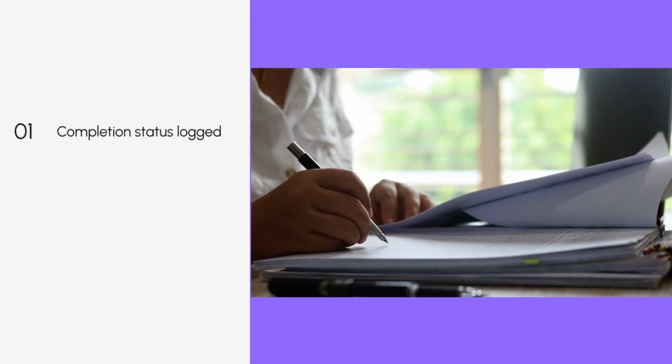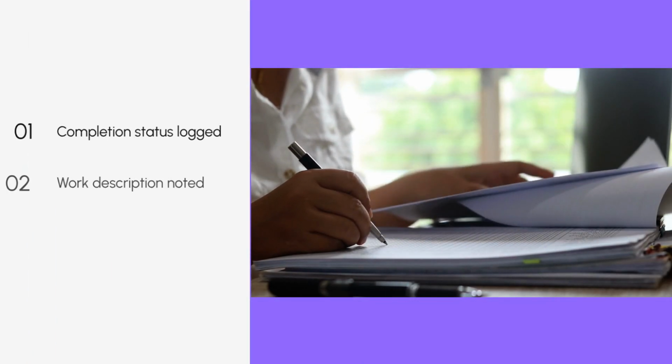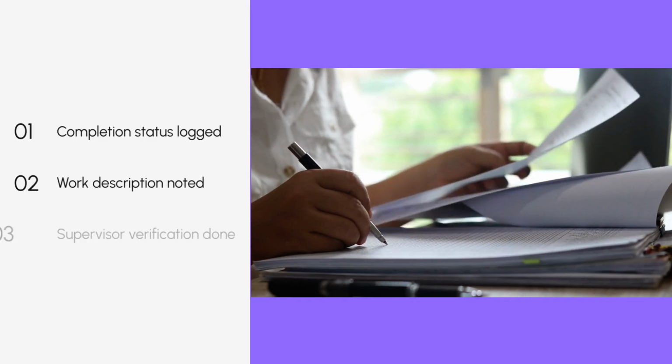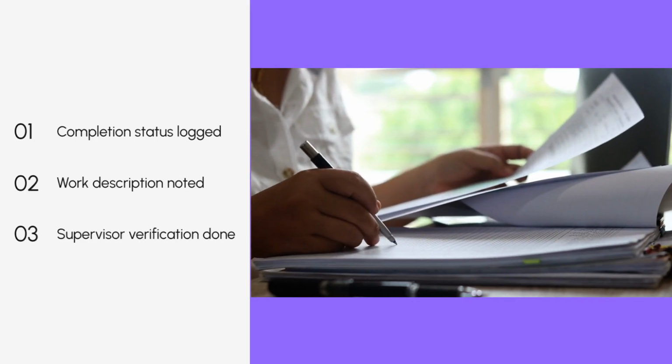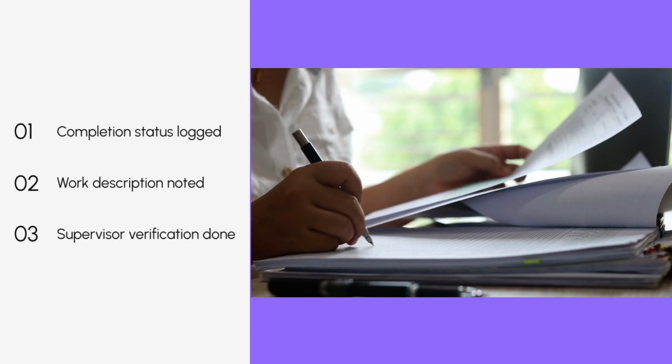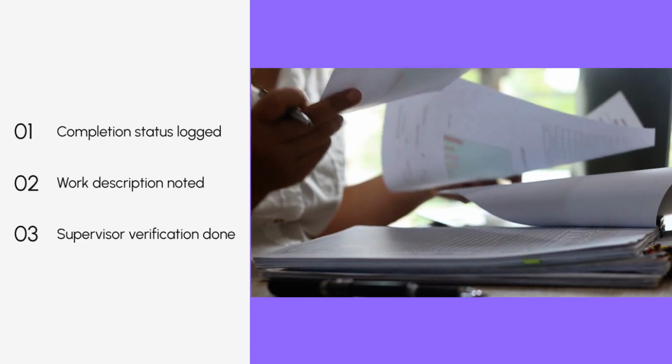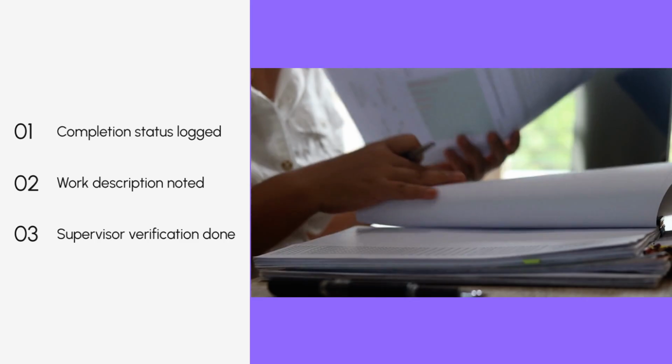Record whether maintenance actions are complete. Describe the work done and note the completion date. Verify the work with a supervisor's name and notes. Final approval requires inspection results and signatures. This process ensures thorough documentation and accountability.